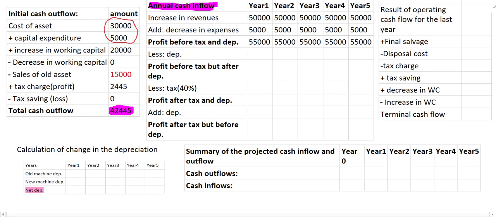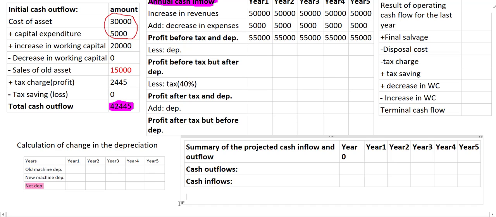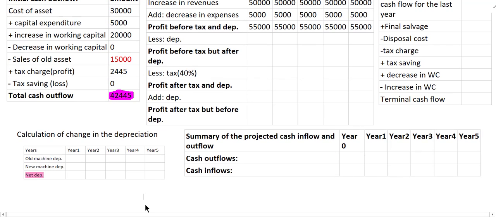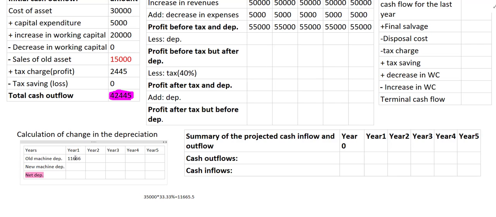And how can you calculate it? We know how to calculate this one, right? So 35,000 into the rate of depreciation. Now let me take one more column here in order to calculate it. So 35,000 multiplied by the rate of depreciation, 33.33 percent. Equal to how much? So this was the amount of depreciation for the first year for this one: 11,666. I have rounded this off, right?